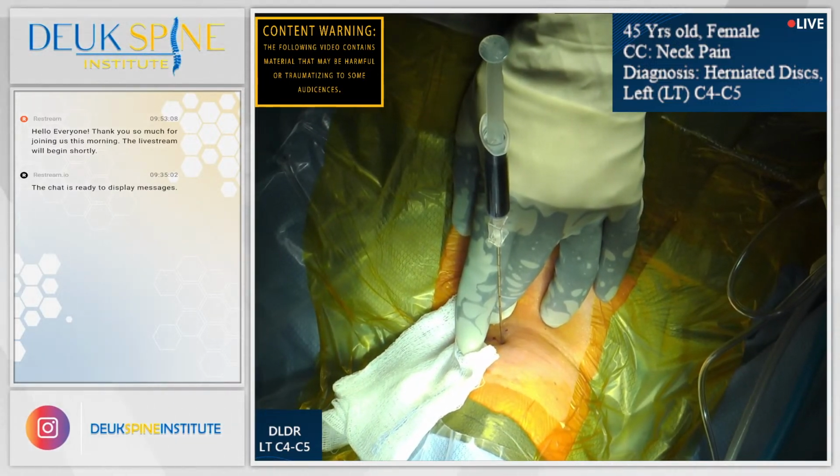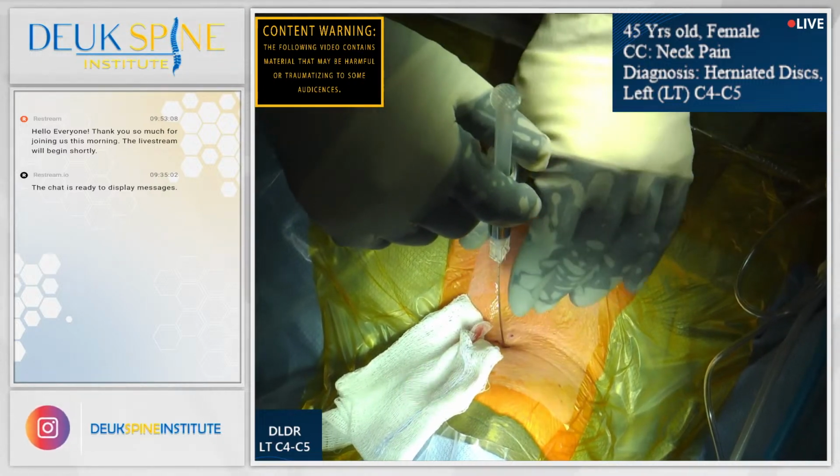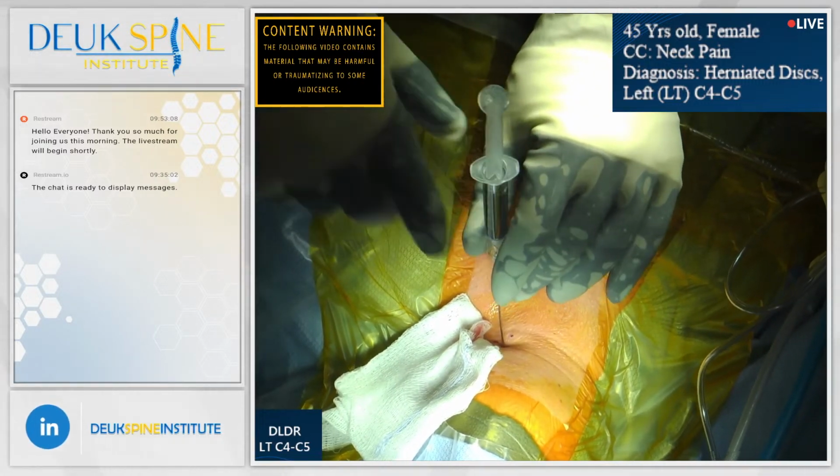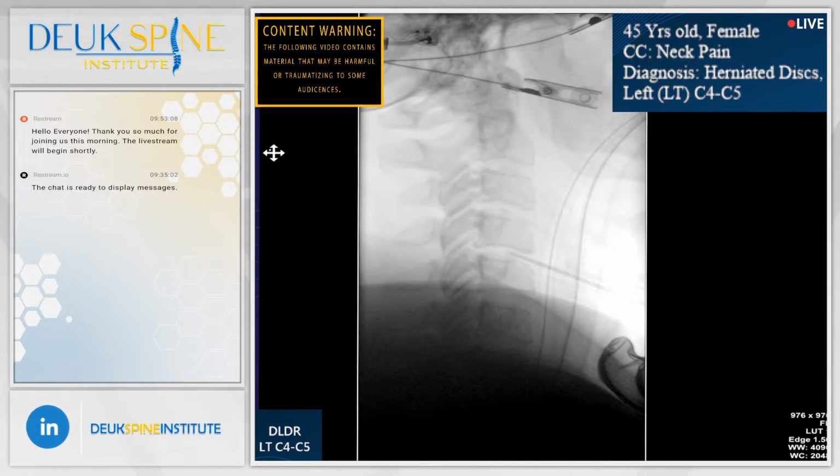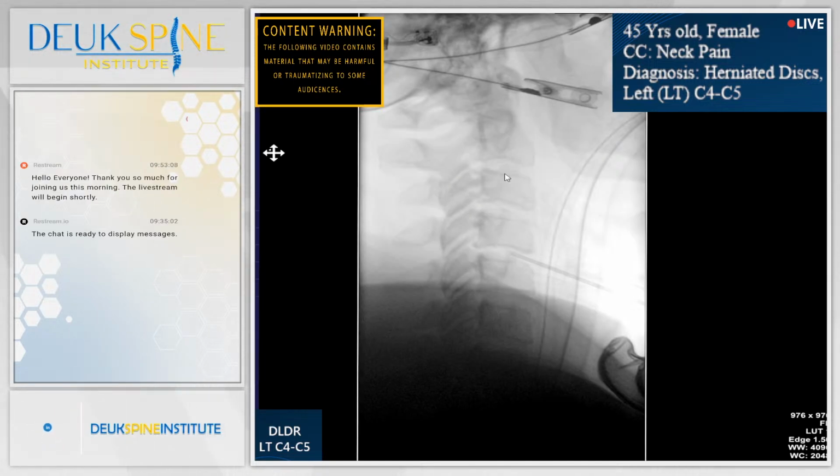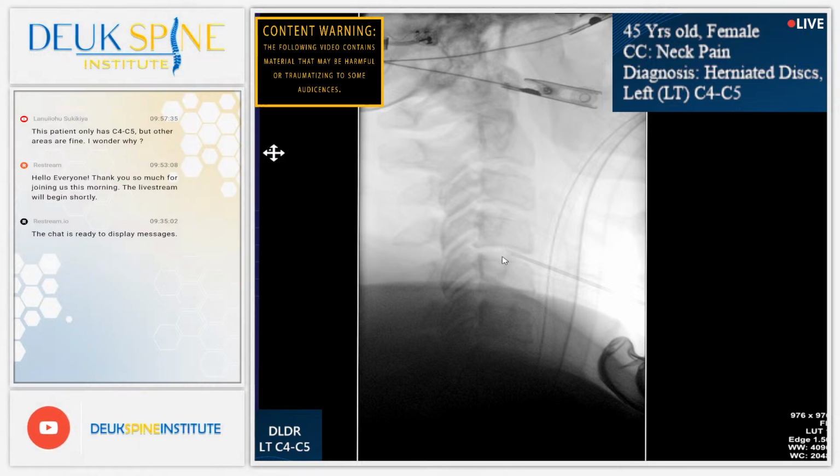All right, so we're going to do a discogram. You guys see that x-ray there, Henry? Our needle is... Yes, we do. Let's count. 2, 3, 4, 5. So we are at the 4-5 disc, C4-5 disc. Everyone agree? That is the proper disc for us to operate on. Yes, we all agree. We're going to do a discogram.